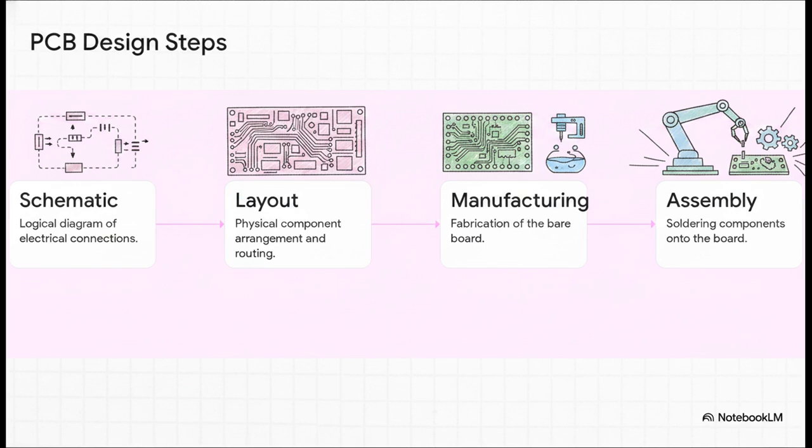Then we make the leap to step 2, the layout. This is where engineers actually arrange the physical components and route the copper traces between them. Step 3 brings the whole thing into the real world through manufacturing, where the bare board is fabricated. And finally, step 4 is assembly. This is where components are rapidly soldered onto the board using some seriously high-speed automated pick-and-place machinery. It's just awesome to watch.